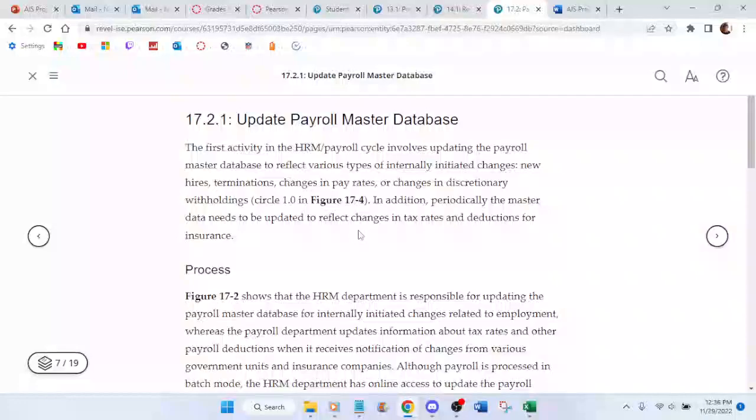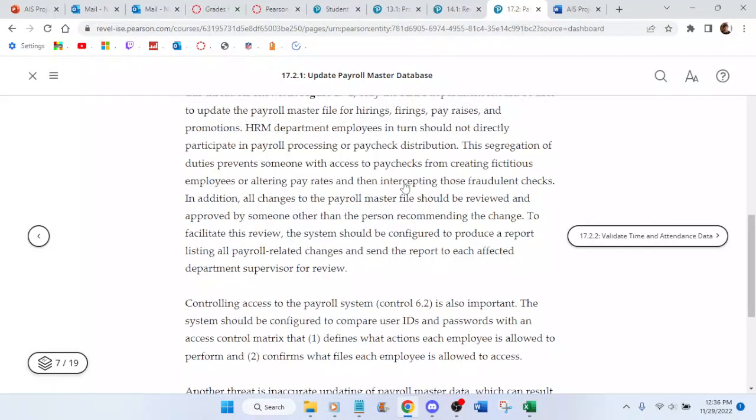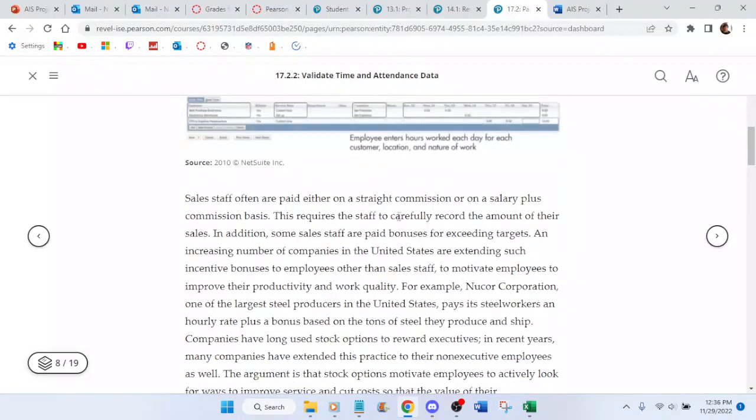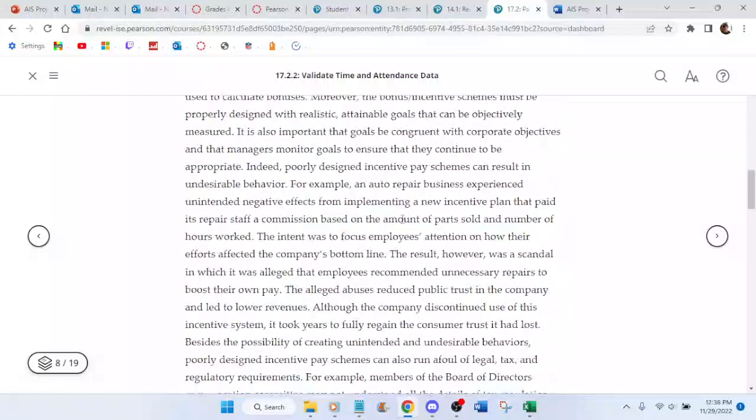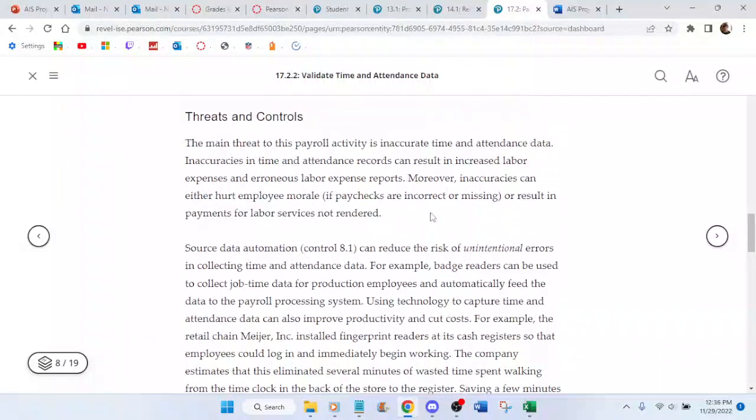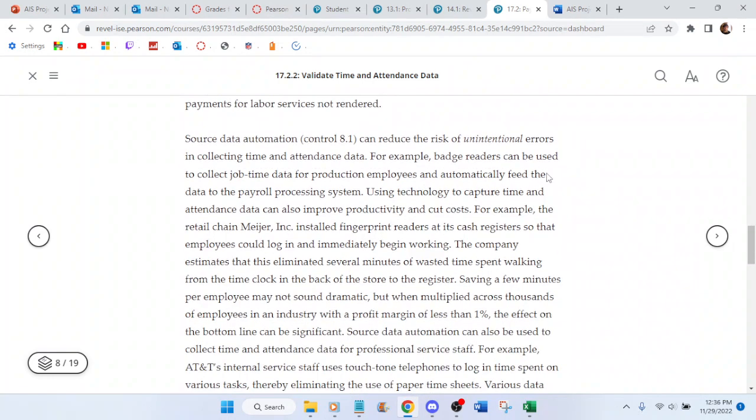Where did I find that one thing? Oh, I'm looking in the wrong section here. I'm supposed to look at this. Dang it. Okay. Source data automation. I don't know how you can really automate that.